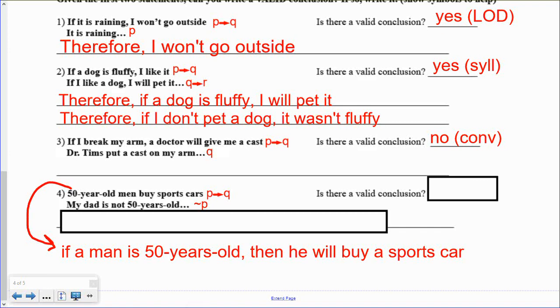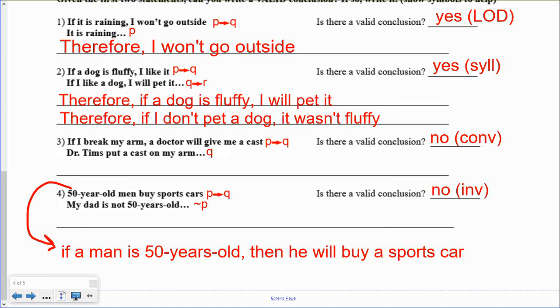So when I say my dad is not 50 years old, that's the squiggle P idea, right? So I'm starting to write the inverse. Remember, the inverse is when you don't change the order, you just write the opposite of everything. So if I start with squiggle P, what would then follow? Squiggle Q. Now, is that a valid or invalid conclusion? It's invalid, right? Because it's the inverse here. So you would say, no, I can't. The original question said, can you write a valid conclusion? You say, no, I can't, because it was an error. So you leave that blank and you just say no, because it was the inverse error.